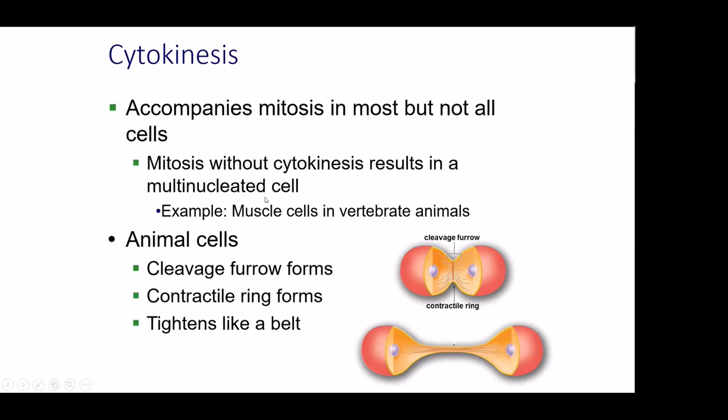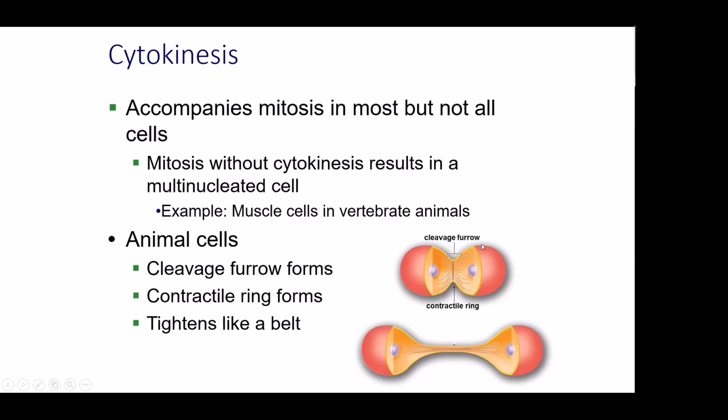Yeah, and actually muscle cells are multinucleated cells. If you've ever looked at those cells under a microscope in a histology class, you can really see that process. So animal cells, what actually happens?